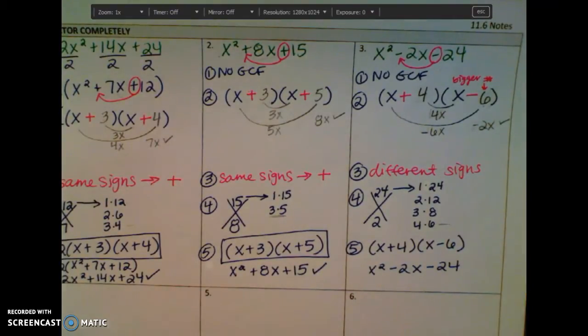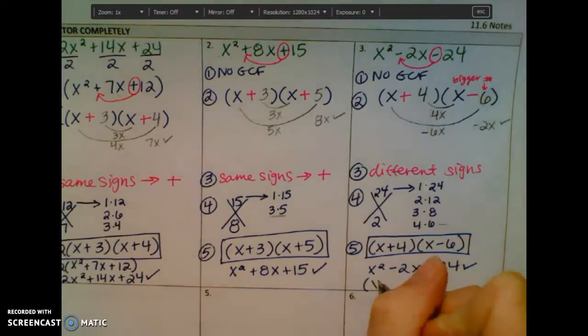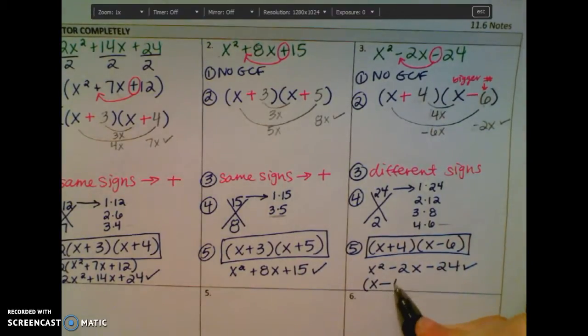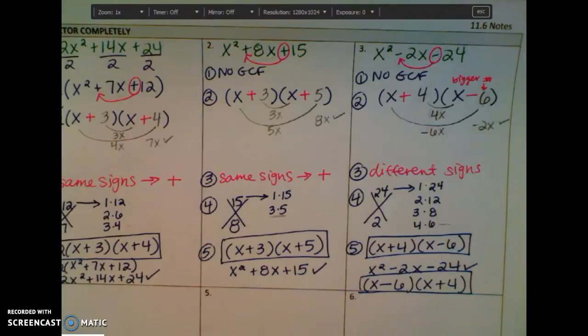Is that what we started with? Yes, it is. So we know that's correct. And we know these are our factors. And let's just write it down if you want to. If you wrote it down as x minus 6, x plus 4, that's totally fine. Remember, we can move those around, so either one is good. So go ahead and answer the next few questions, and then we will come back together for a few more examples.